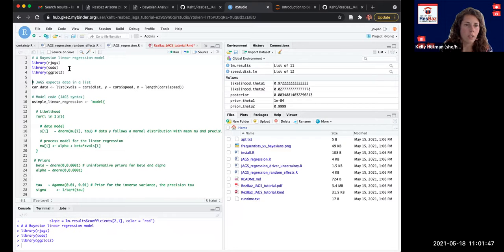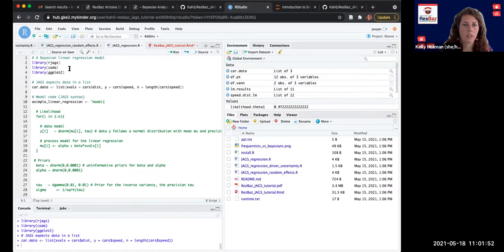So let's try running this. This first line is just listing our data. JAGS expects to have the data in a list format. And so we're specifying the distance in the cars data set as the X values, the Y, what we're trying to predict, is speed, and the number of values that JAGS should expect is going to be the length of that speed data set.